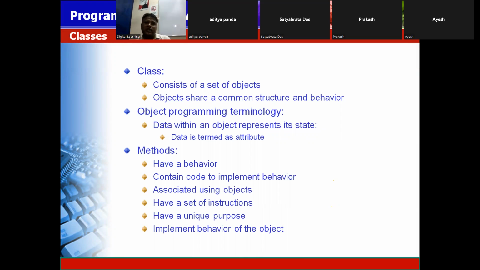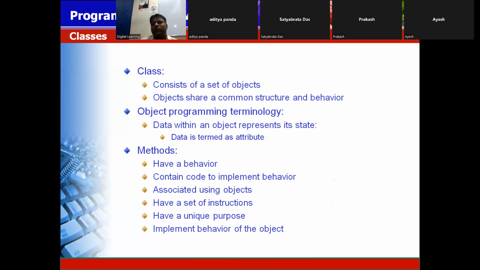The method contains the set of instructions which is used to do the specific task, and it contains the code to implement the behavior. Every method is used for a unique purpose, and it implements the behavior of the object. So when you purchase a mobile phone, you ask what features are available, what functionalities are there. That functionality you have to implement by using a method. Got it?